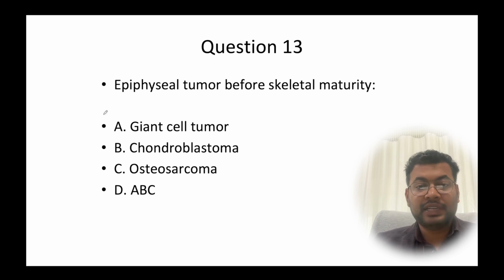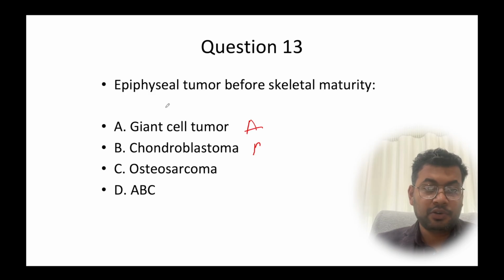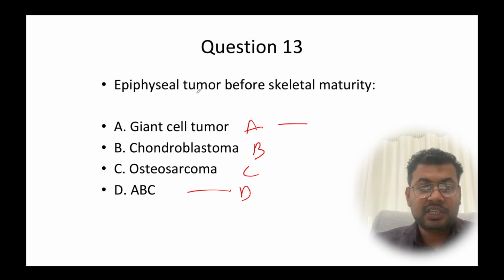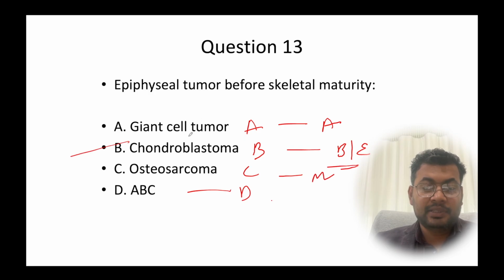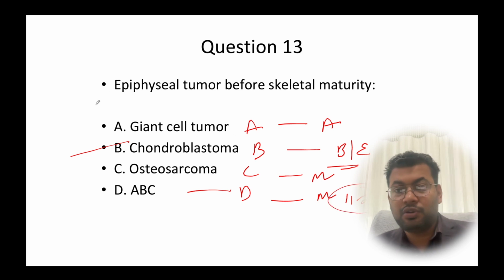Epiphyseal tumor before skeletal maturity. A. GCT, B. Chondroblastoma, C. Osteosarcoma, D. ABC. So GCT is after skeletal maturity, so ruled out. Chondroblastoma is before skeletal maturity and in the epiphysis. Osteosarcoma is metaphyseal, and ABC is metaphyseal and occurs at 11 to 20 years, so it is not epiphyseal. So the answer is B, chondroblastoma.